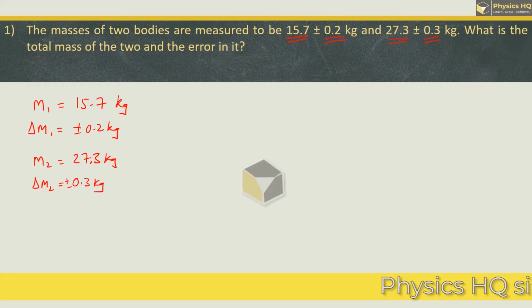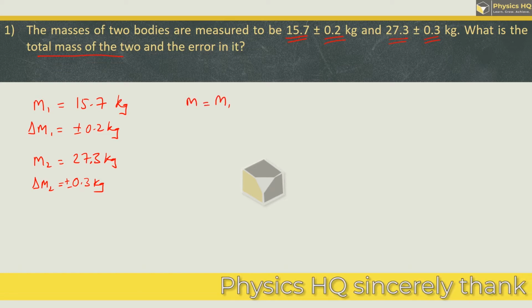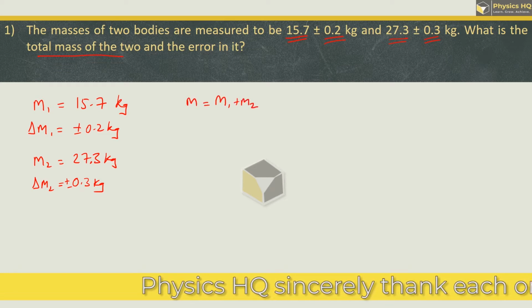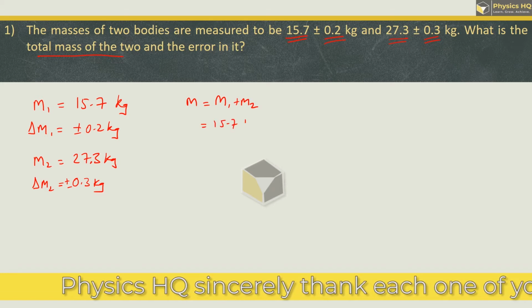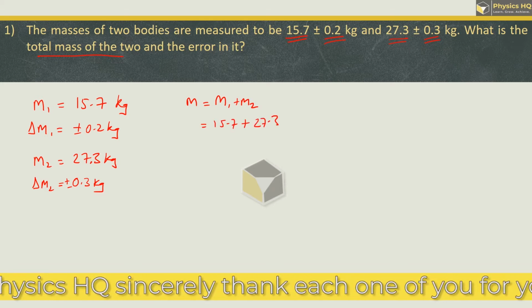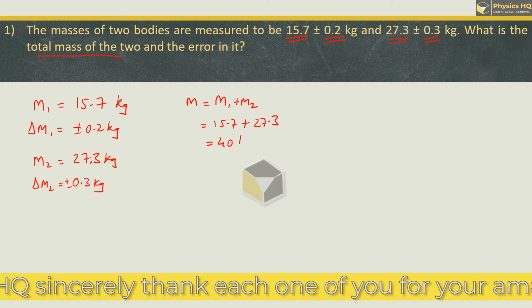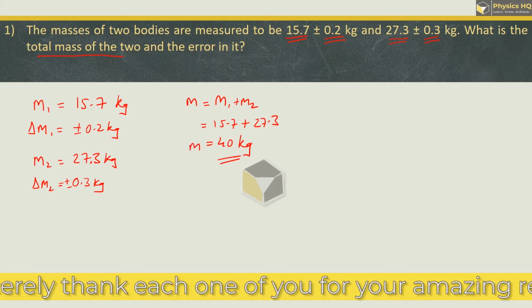So they have asked for the total mass of the two. Total mass, let us say it is given by m. That will be equal to m1 plus m2. So that is very simple. 15.7 plus 27.3 gives us 40 kg. This is the total mass.